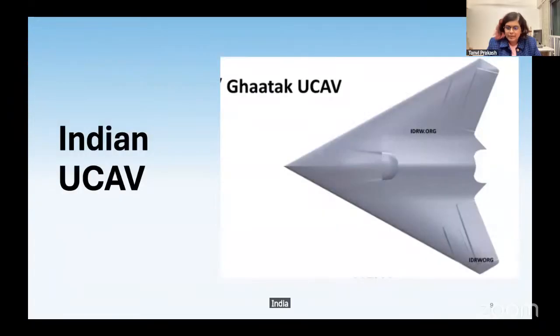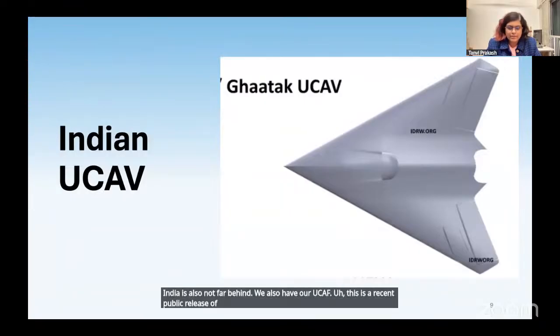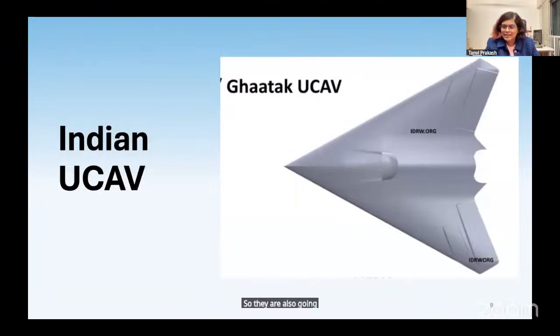India is also not far behind. We also have our UCAV. This is a recent public release of one of their images of their planform. So they are also going in the same direction as this tailless delta wing kind of a UCAV.